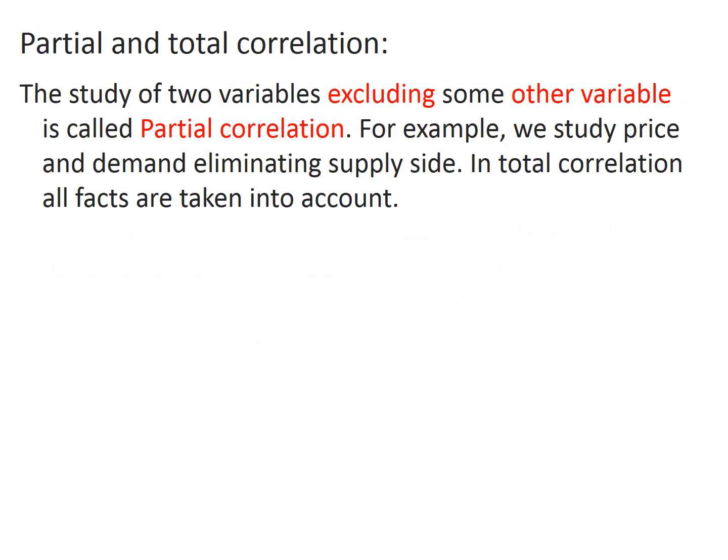Partial and total correlation. The study of two variables excluding some other variable is called partial correlation. For example, we study price and demand eliminating supply side. And in total correlation, all facts are taken into account. That is, we study all variables in total correlation.